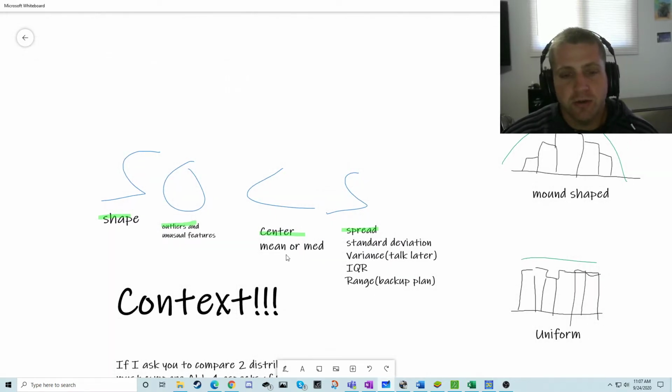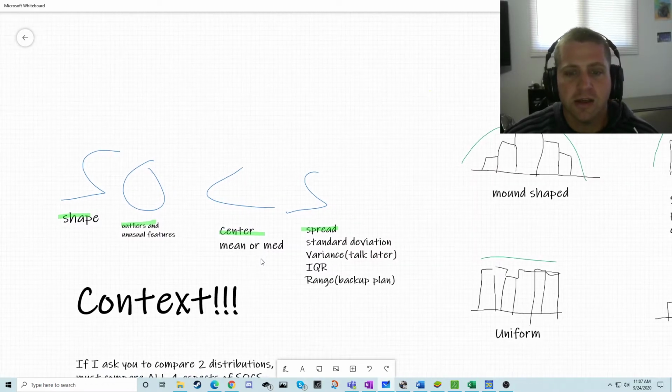Center, you use either mean or median. Median typically goes with a box plot, and you can use the cross-off method to find it. I'll do that in the future. Mean is if you have a statistical calculator and you want to, or you just add them all up, divide by how many, and you'll get that.